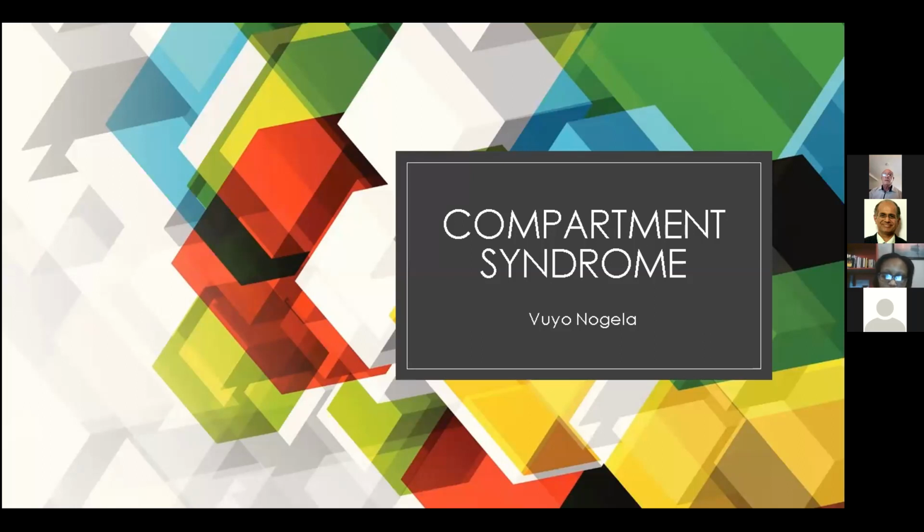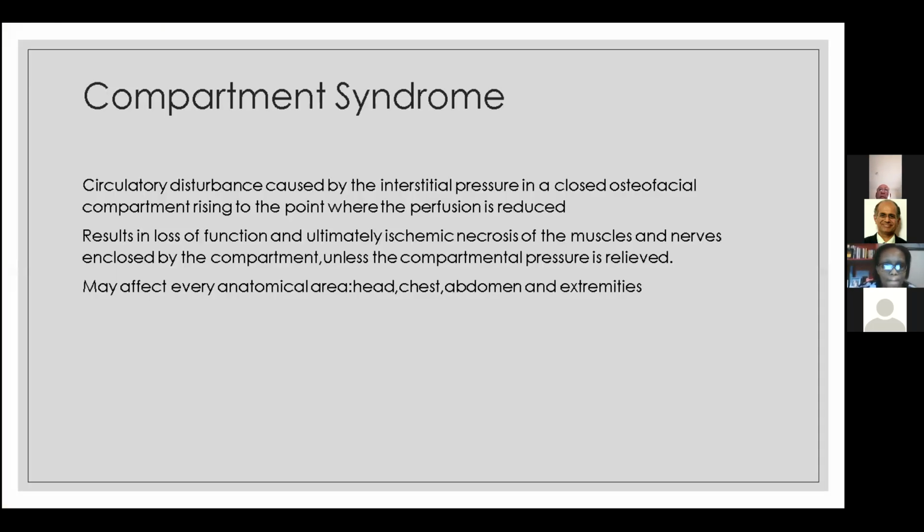I'll start the talk with abdominal compartment syndrome, and then I'll move on to the limbs. So first of all, compartment syndrome is a circulatory disturbance that is caused by interstitial pressure in a closed osteofascial compartment rising to the point where the perfusion is reduced. This results in loss of function and also necrosis of the muscles and the nerves that are in the compartment unless the compartment pressure is relieved.